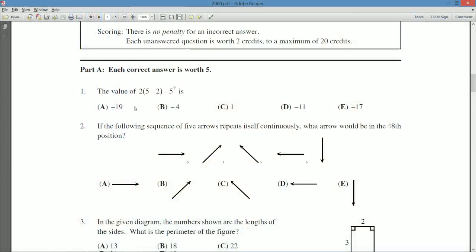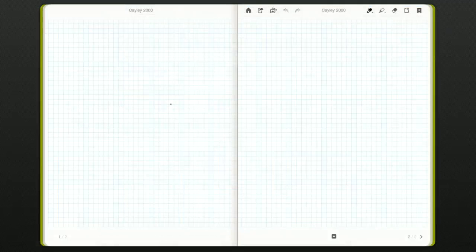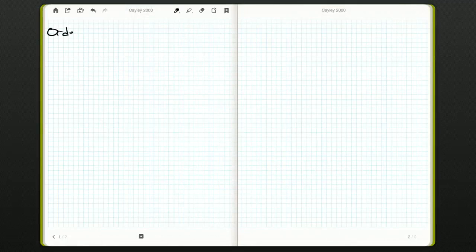Alright, question 1 appears to be a very simple order of operations style question. The value of 2 times, in brackets, 5 minus 2, minus 5 squared is, okay, so this is order of operations. PEMDAS, I think, is what they say these days.